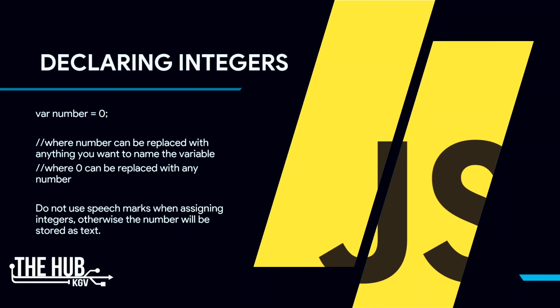You can simply type var number equals and then the number you want, replacing number with anything you want. Don't use speech marks when assigning integers, otherwise JavaScript will literally store the string 10 instead of the integer 10, and then JavaScript won't be able to perform arithmetic operations on it, like number plus 1.